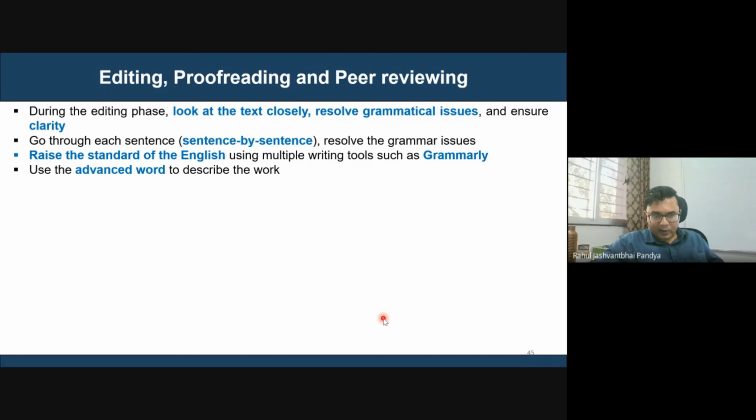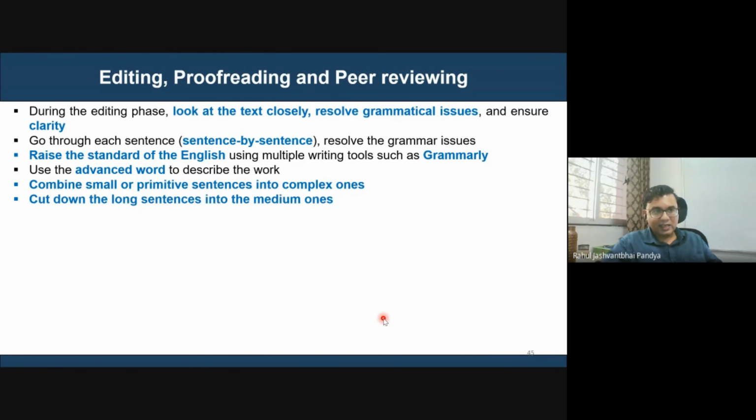Right? Use advanced words. Eliminate all preliminary words. In the first draft, you will write preliminary words, which is fine. Use advanced vocabulary when we go to the next draft. Correct? Combine all smaller and primitive sentences into complex ones. Right? There should not be two small sentences. They should be combined nicely. There should not be very large sentences. We should cut them down into medium ones.